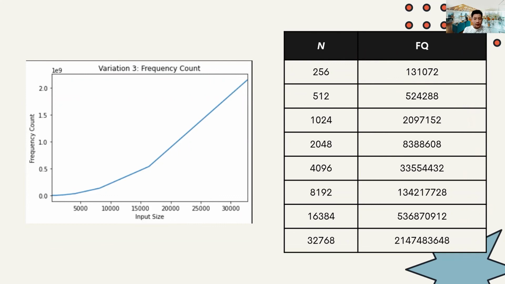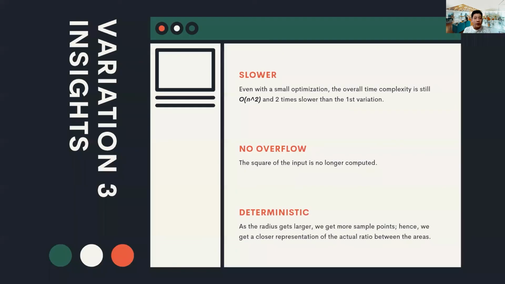Okay. As n is doubled, the frequency count is quadrupled, which means that this is much, much slower than the first two variations. Now, to recap the third variation, we saw that it having a polynomial time complexity is much slower than the first two. But again, it does prevent integer overflow as we rely on values just between 0 and 1. Finally, it is also deterministic as we generate points evenly across the unit square.